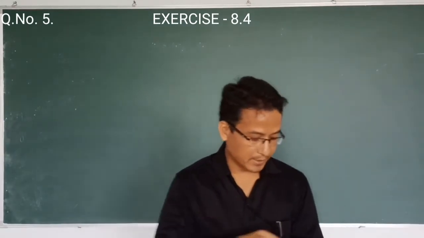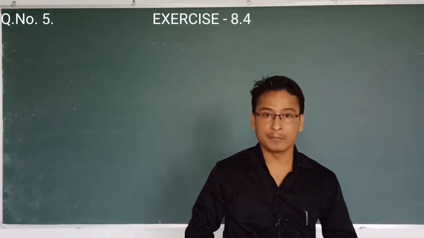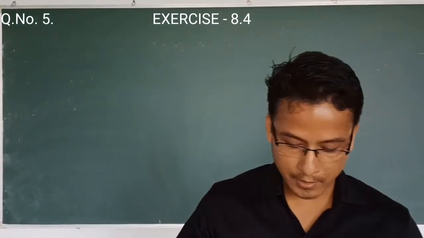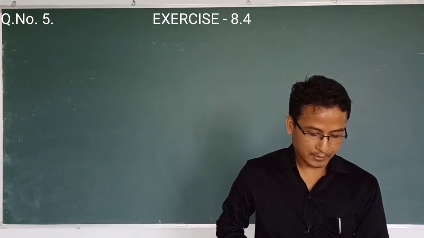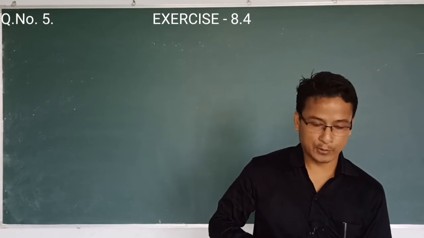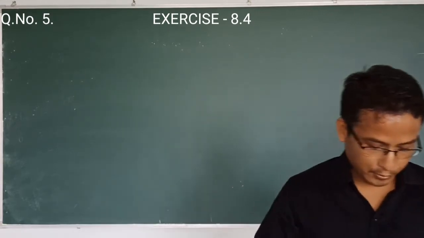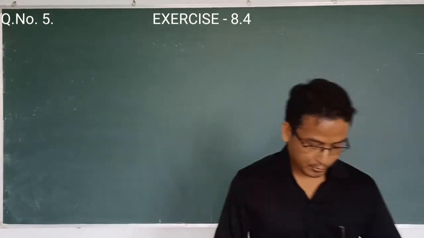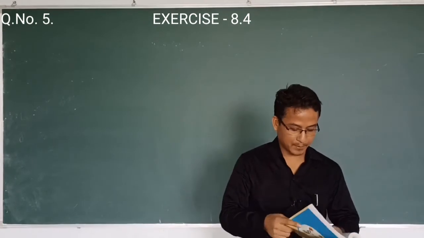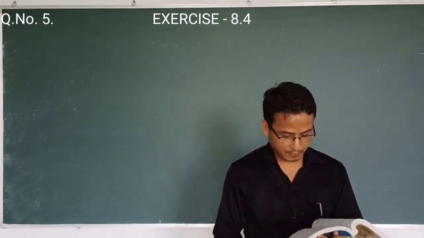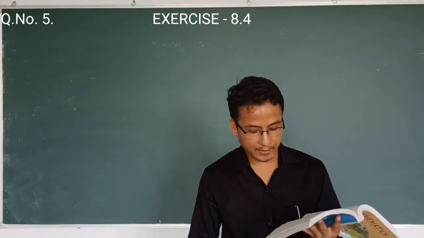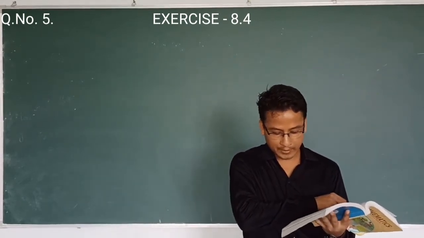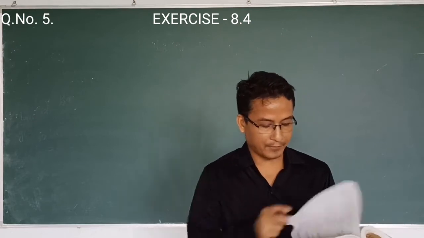Today we are going to discuss exercise 8.4, Introduction to Trigonometry, class 10. So today we discuss question number 5. Prove the following identities where the angles involved are acute angles for which the expressions are defined.